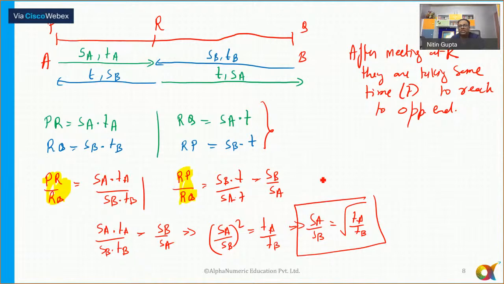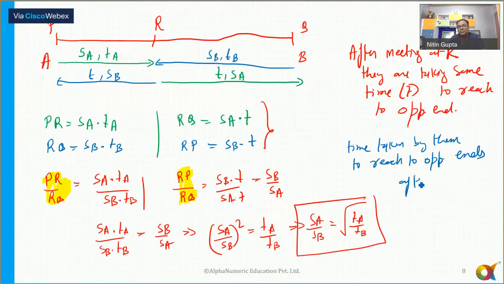Also, if I ask you, what is the time taken by them to reach two opposite ends after meeting? How much time will they take to reach their opposite ends here? If you calculate in any of the equations, let's say this is the equation, T is equal to RQ upon SA.